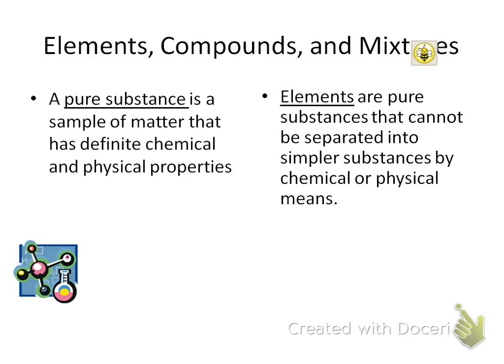So, a pure substance is defined as a sample of matter that has definite chemical and physical properties. So all of the 118 elements are considered pure substances, and all of the compounds are considered pure substances because they have a unique chemical structure. Now, mixtures are not considered pure substances. They're considered mixtures of pure substances or mixtures of mixtures. And I know that's confusing, but we'll get to the definitions in a minute.